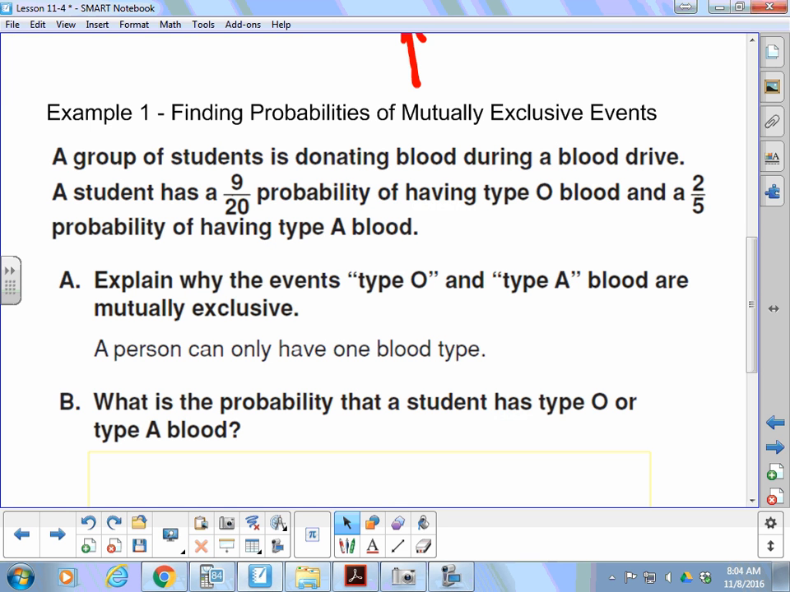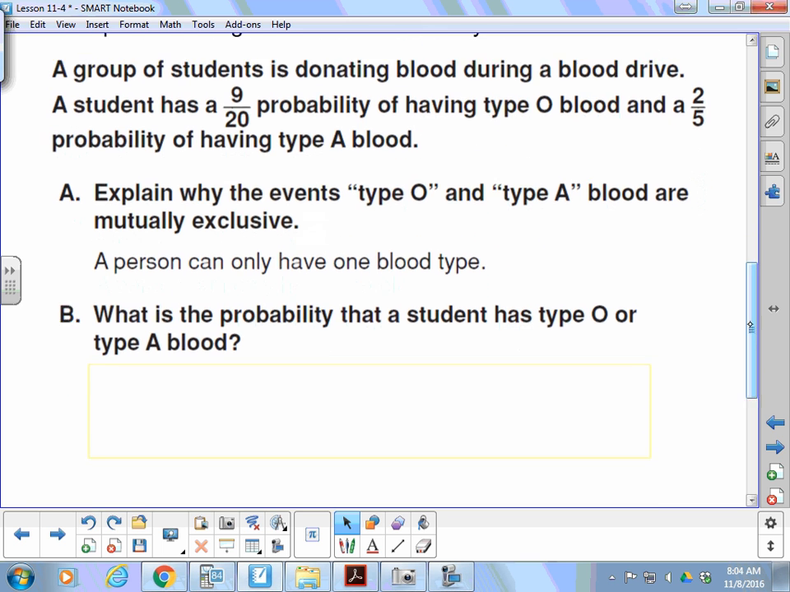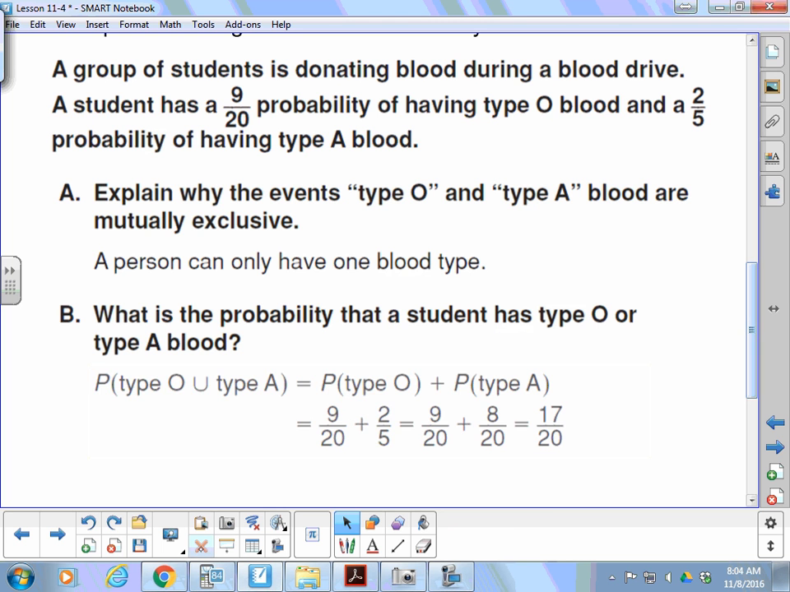So what is the probability the student has type O or type A blood? So these are mutually exclusive because you can't have both. So all we do then is take those two probabilities, 2/5 and 9 over 20, and we add them. All right, so we have the probability of type O union type A, so or, probability of type O or type A. So we add those two probabilities together. So the probability someone has type O or type A blood is 17 out of 20, so it's pretty likely.